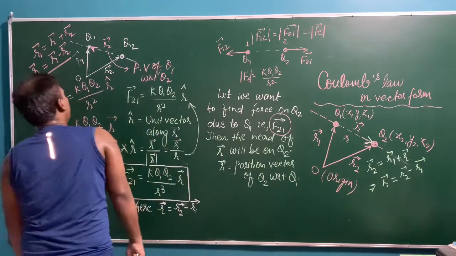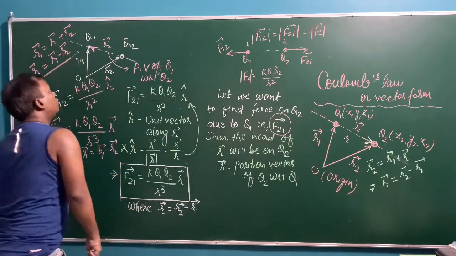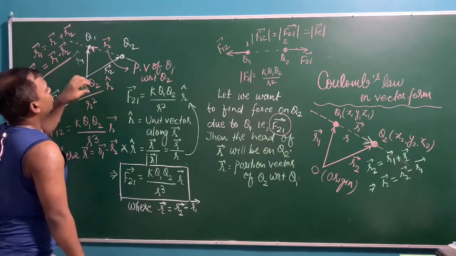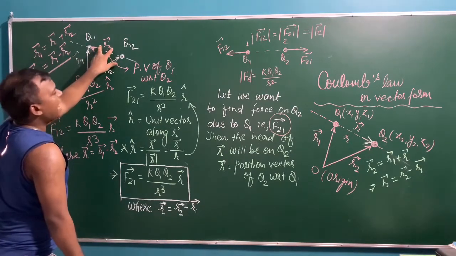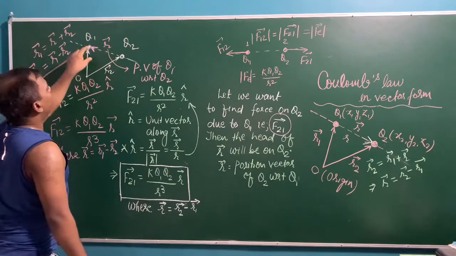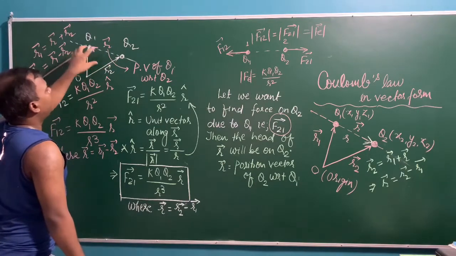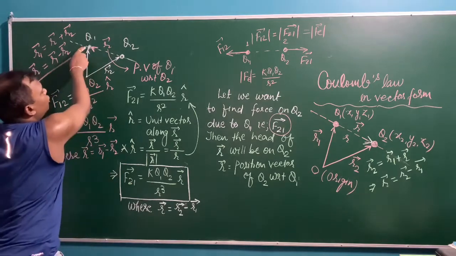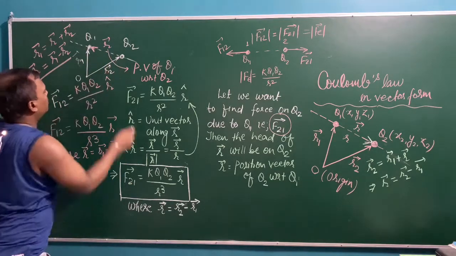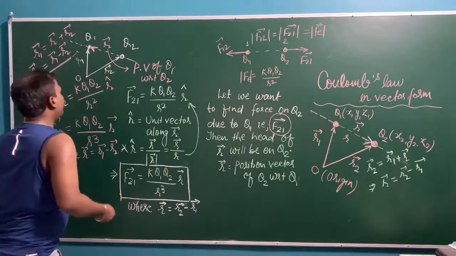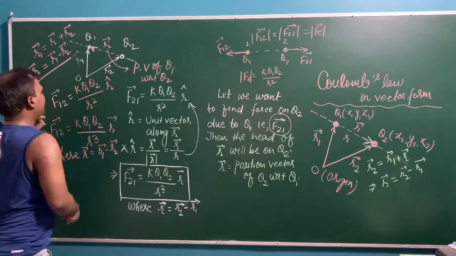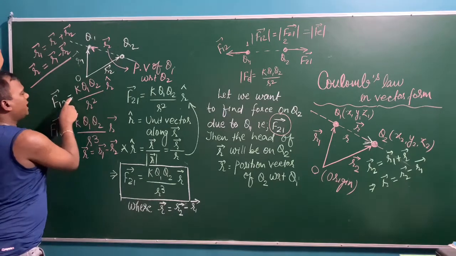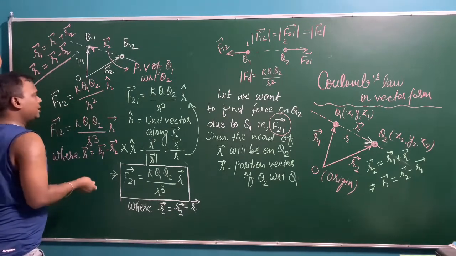Now if we want to know the direction and magnitude of force on Q1, then definitely the head of the position vector r will be on Q1. And what is the r vector here? The r vector is the position vector of Q1 with respect to Q2. Now we can also write Coulomb's law in vector form very simply in this case also. How? Force on 1 due to 2 is equal to, first write the magnitude.